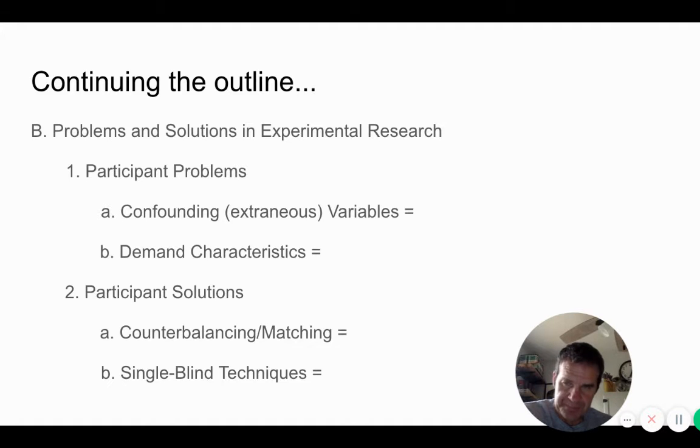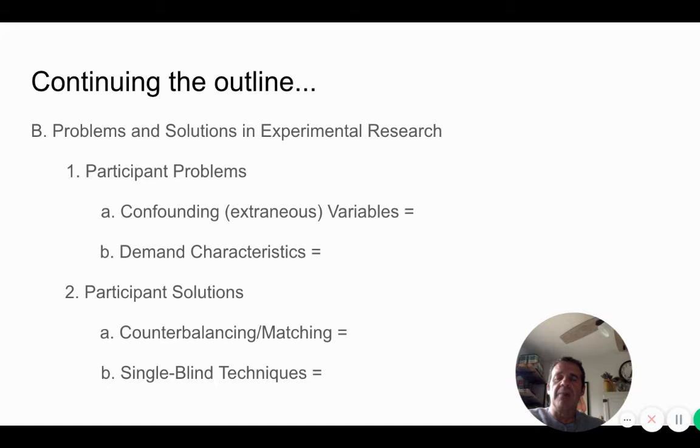So when we look at experiments that are set up, we want to identify problems ahead of time and then solve them. There are two major types of problems that we see: problems with our participants and problems with the researcher. And there are also two types of solutions, right? Solutions for our participants, and solutions for our researchers. So let's start with our participant problems.